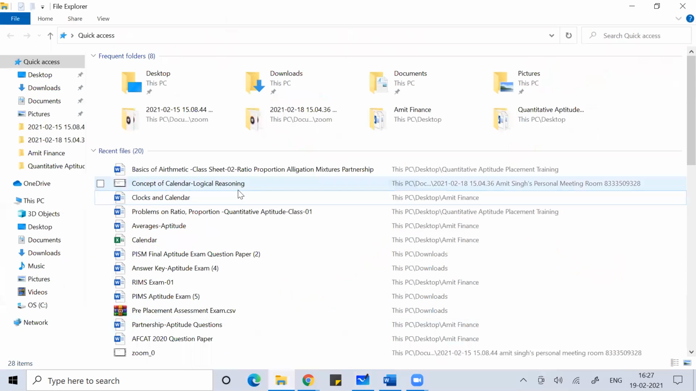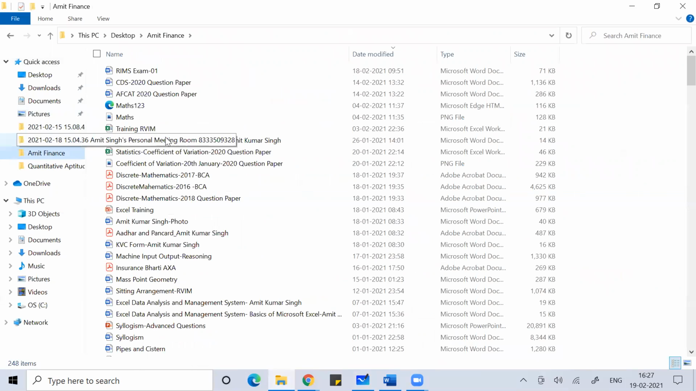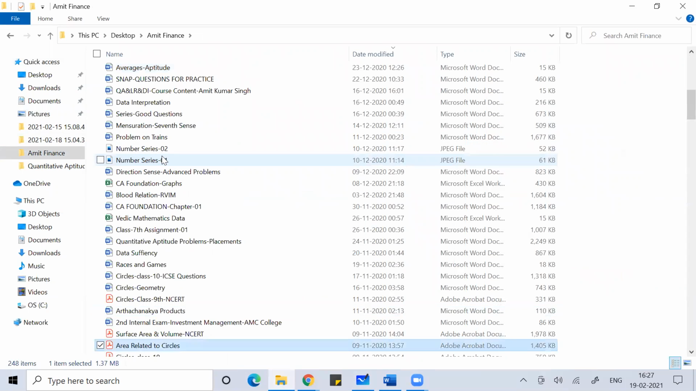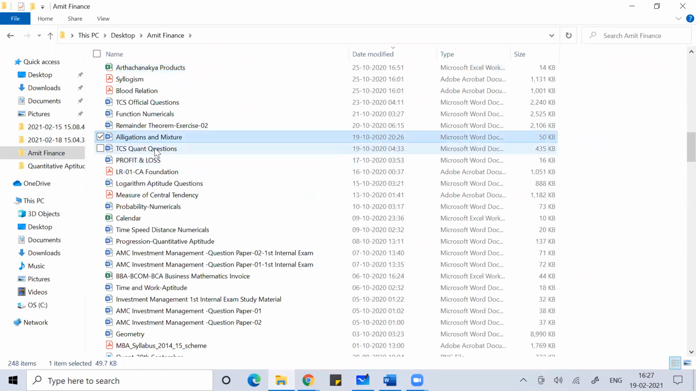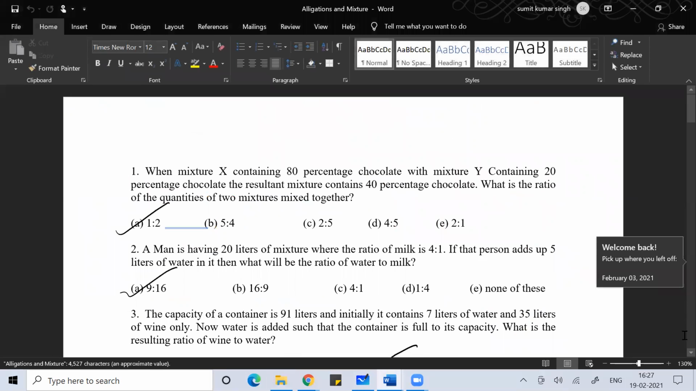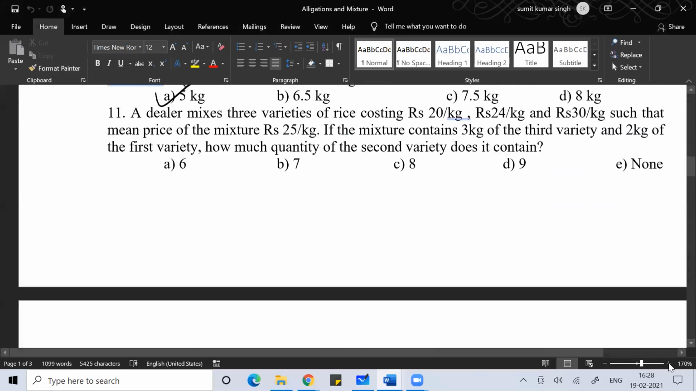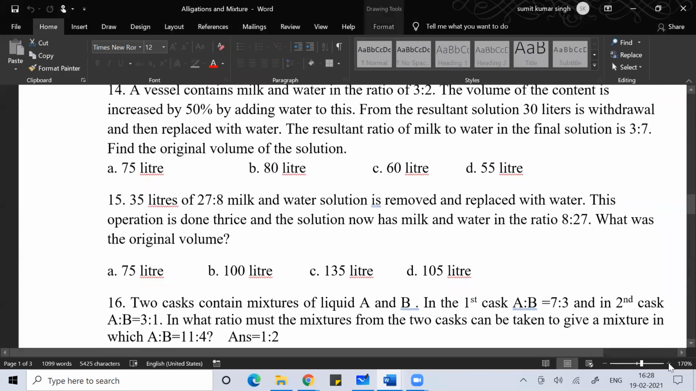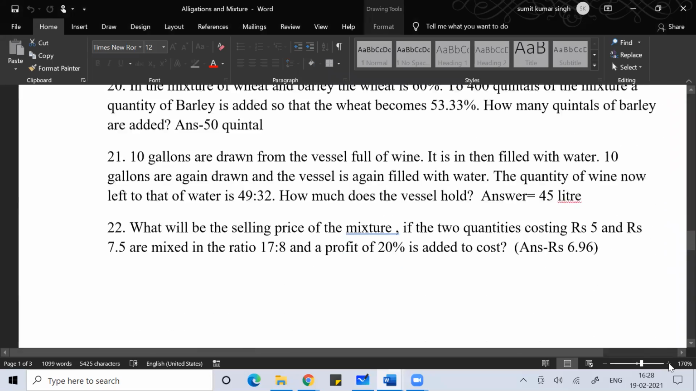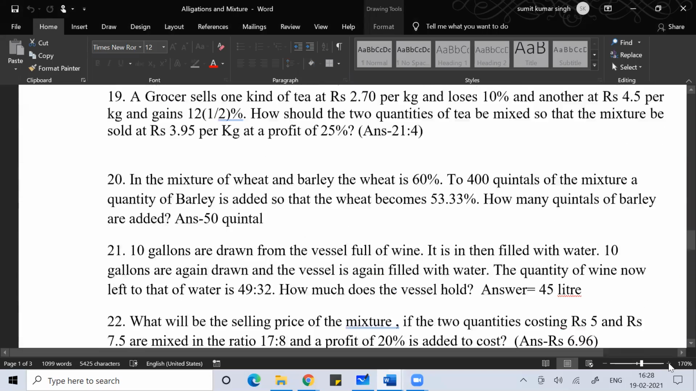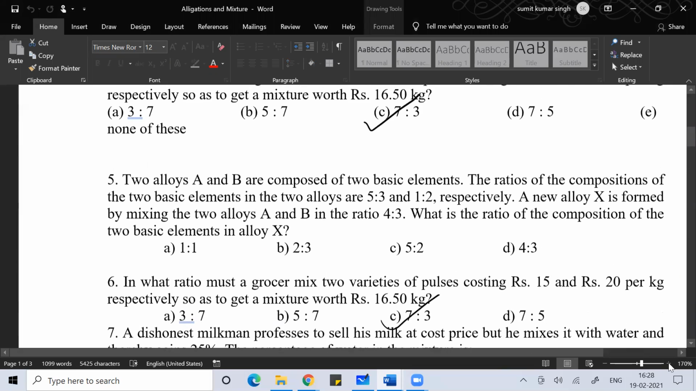I'll show you the questions on alligation and mixture. This is something called alligation and mixture. You have a lot of questions based on alligation and mixture, and you see this kind of question. I'll do this next class only for you people.